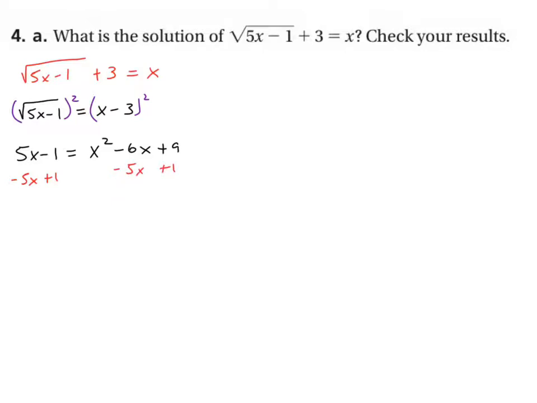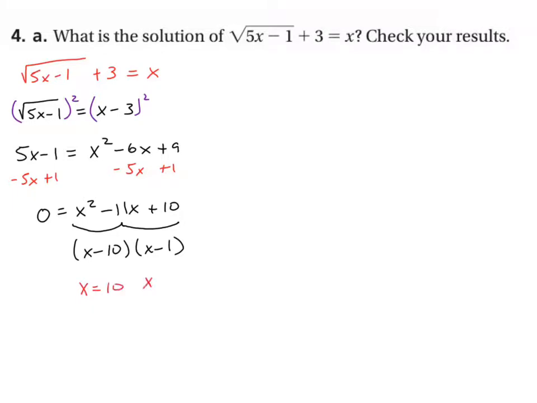So in this case we've got 0 equals x squared minus 11x plus 10. Two numbers that multiply together to be 10 but add to be negative 11, well, that's going to be x minus 10 and x minus 1, which in this case means our solutions are x equals 10, x equals 1, but we need to test.